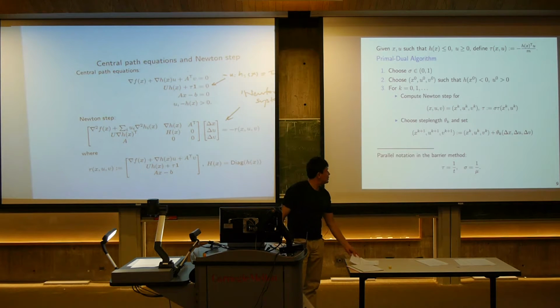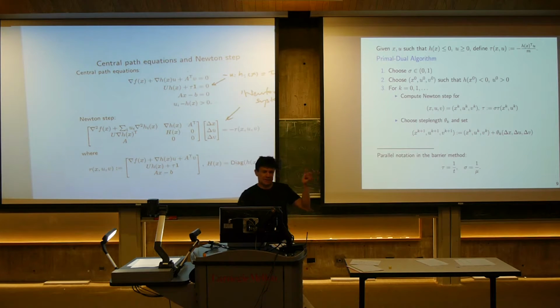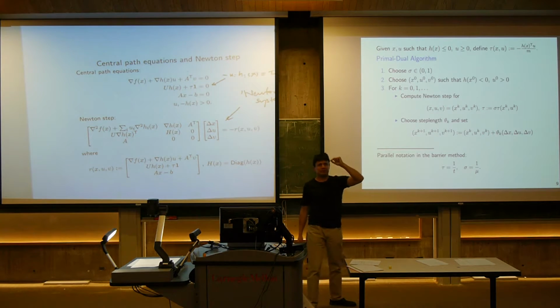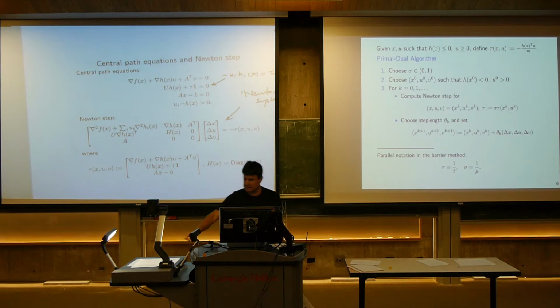Okay, and the way that we do it is we take some value of sigma. Very standard values to take are like 1 over 10 or 1 over 5. And then, again, each Newton step is aiming at the solution of the new point on the central path for a smaller value of tau.